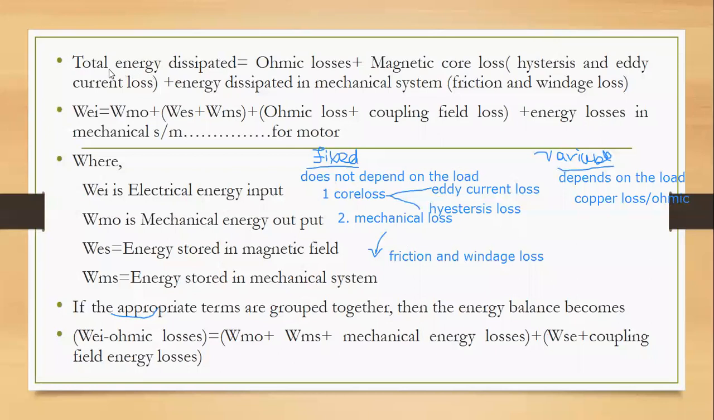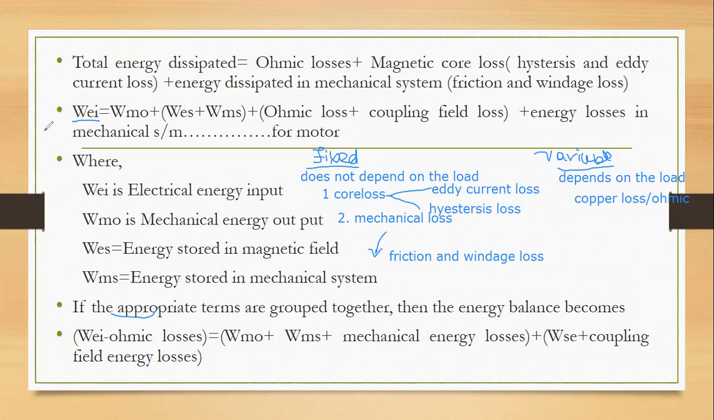So like I said, total loss, this one is dissipated loss, right? The total loss that is dissipated can be ohmic loss, which is variable loss. It can be core loss, magnetic core loss, which is eddy current and hysteresis loss. And it can be mechanical loss, which is friction and windage loss. So this one is the input energy.